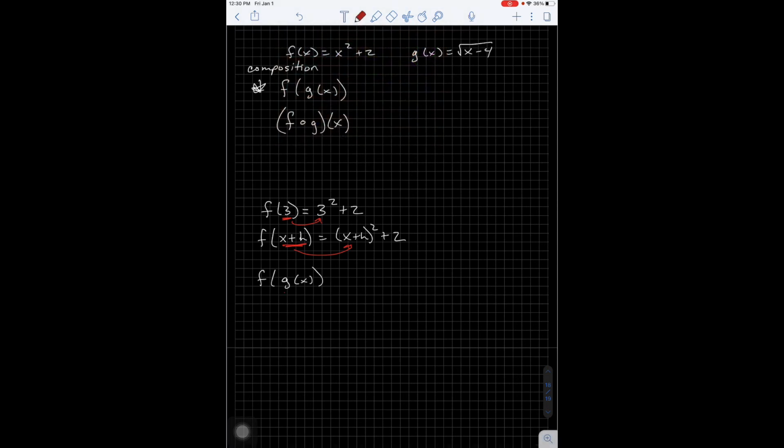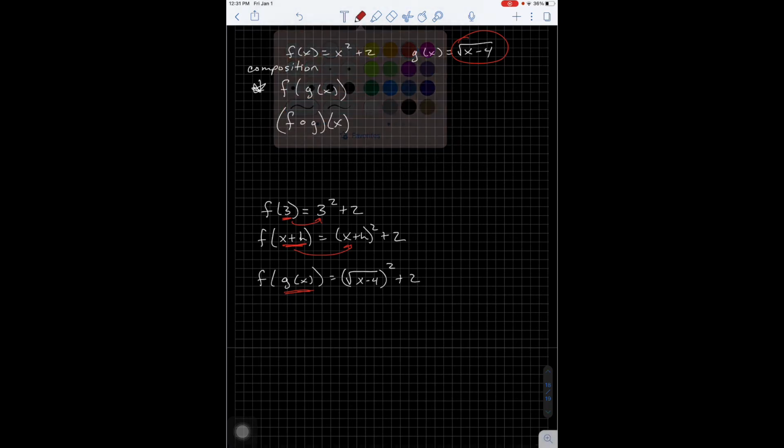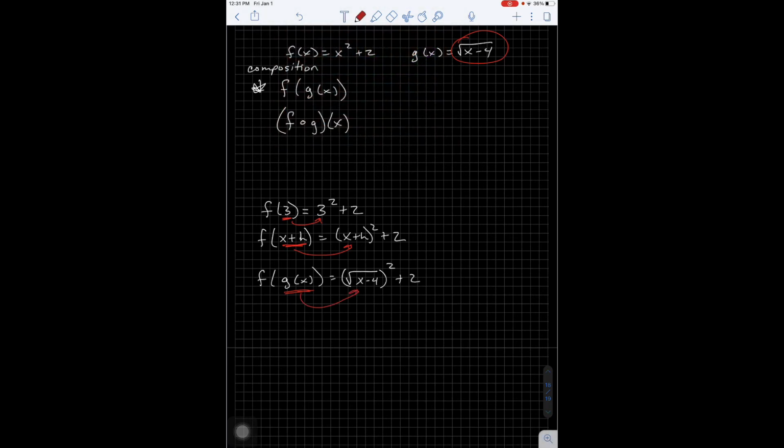I want to plug in g of x. So the function g of x gets plugged in to f. So this is going to look like the square root of x minus 4, squared, plus 2. Same idea. See the pattern? These all look the same. There's something plugged into that squared part.